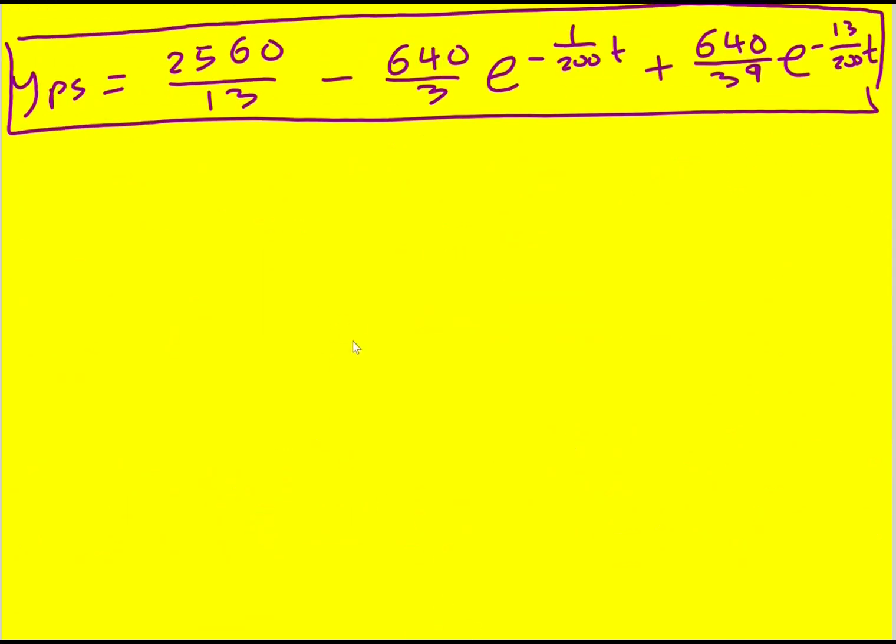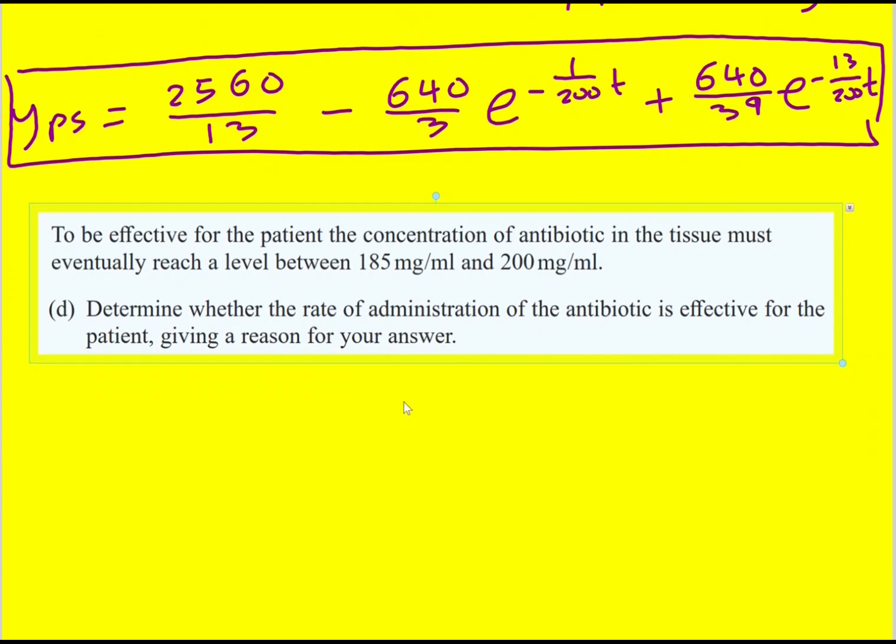Okay, well done so far. Finally, to be effective for the patient, the concentration of antibiotic in the tissue must eventually reach a level between 185 and 200 milligrams per milliliter. That's the unit we've been measuring in throughout. Determine whether the rate of administration of the antibiotic is effective for the patient, giving a reason for your answer.